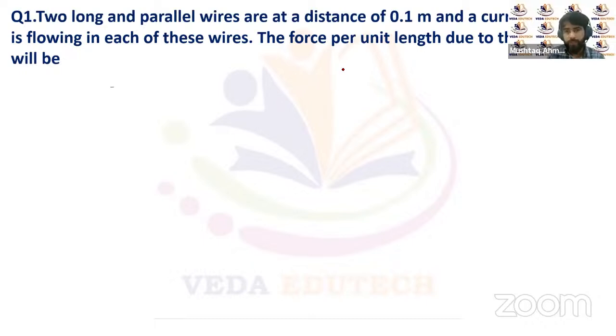The question is that two parallel wires. These are the two parallel wires. This is wire 1 and this is wire 2. A current of 5 ampere is flowing through each of these wires, and they're separated by a distance of 0.1 meter. We have to find the force per unit length due to these wires.